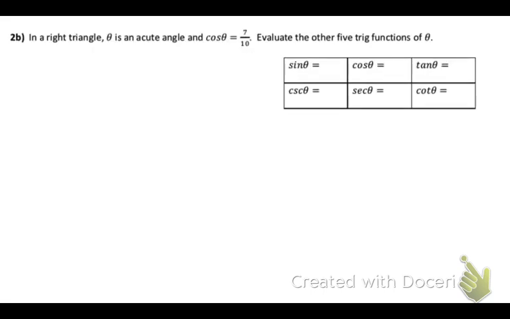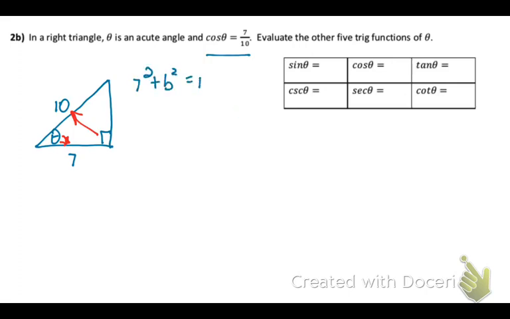All right, look at this one. In a right triangle, theta is an acute angle and the cosine is 7/10. So I bet you know what to do. Draw a right triangle, label an angle theta, and then the cosine is 7/10. So that means the side that's adjacent to that angle is going to be 7, so label that. And then the hypotenuse is 10. Now you can see that you need to find the other leg.